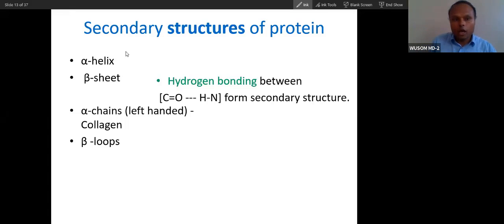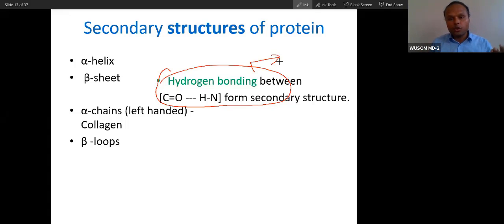So, let's talk about secondary structure. Primary structure is held by peptide bond. Now secondary structure is held by hydrogen bond. And this hydrogen bond is a non-covalent bond. Many people get confused about what type of bond it is. It is basically an attraction between two electronegative groups inside the molecule. This is represented by 3 dots.